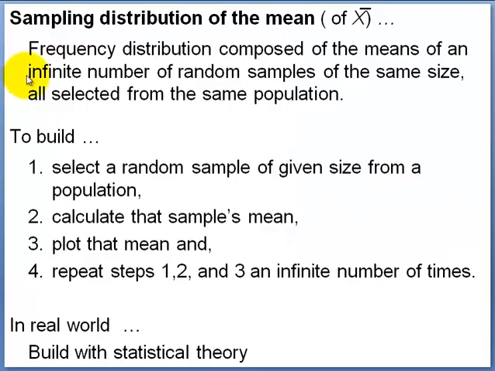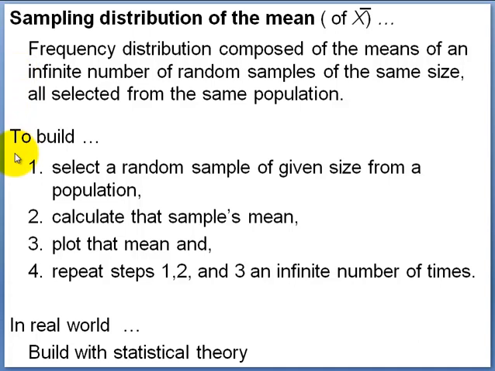Now, a particularly important sampling distribution in statistics is the sampling distribution of the mean, that is, of x bar, being the symbol for the mean. And this distribution is the frequency distribution composed of means of an infinite number of random samples of the same size, all selected from the same population.